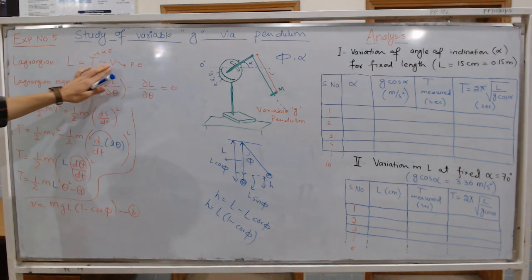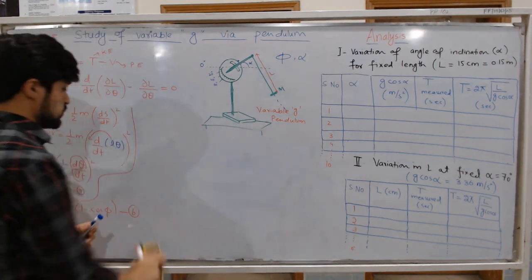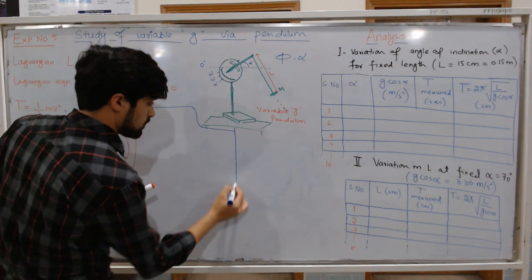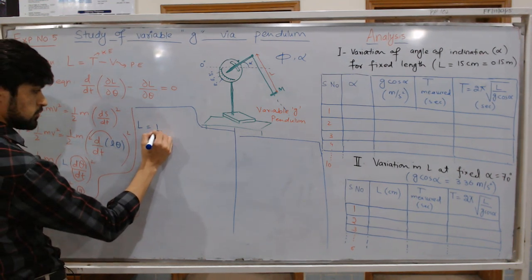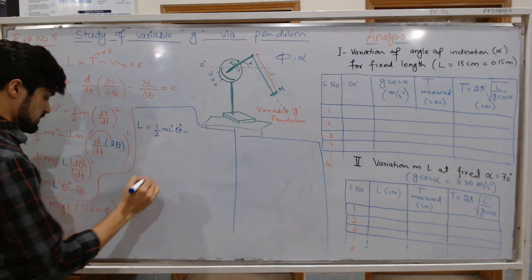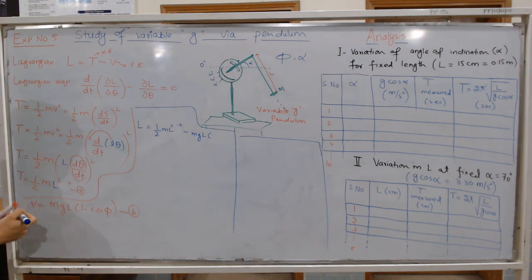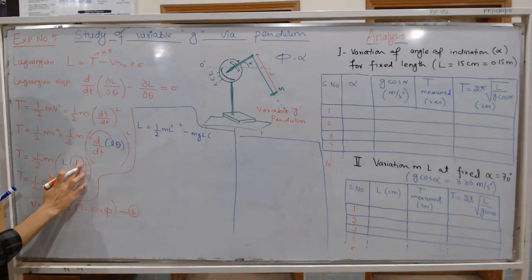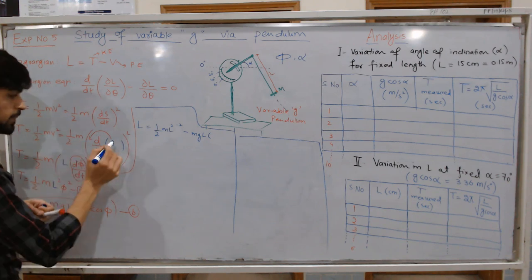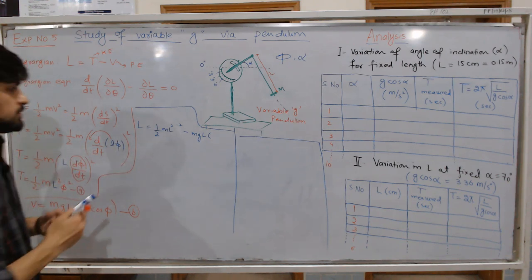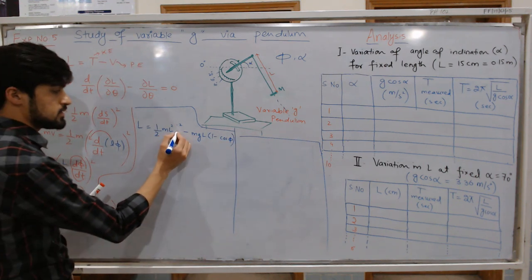Now, subtracting the potential energy from the kinetic energy, what will I get? L is equal to the kinetic energy, half m L square theta dot square, minus mgL. This is phi, sorry, this was our phi. I can call this theta to be phi. This is the angular displacement, and I can use the variable phi instead of theta. So mgL times 1 minus cos of phi, and this is phi dot square.